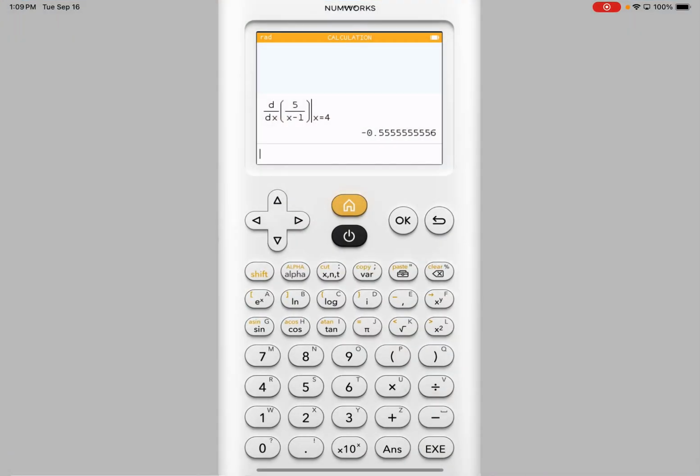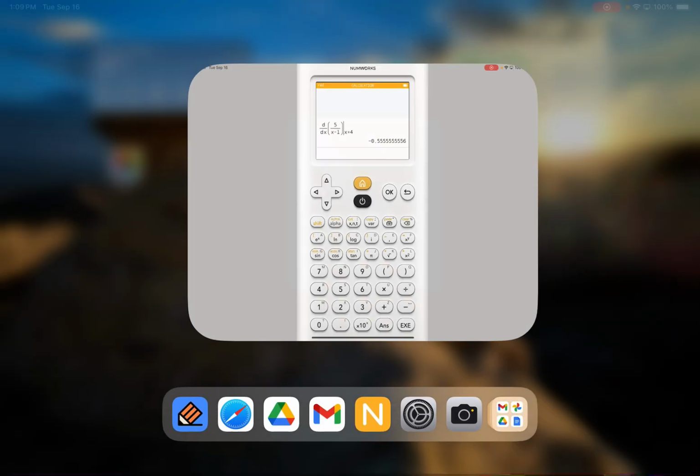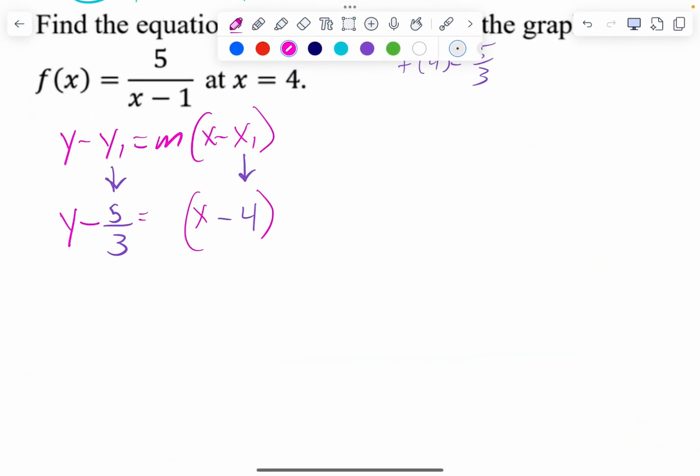All right, in terms of the slope, just plug it in your calculator, take the derivative at 4, and then we get negative 0.555. And plug that in here.